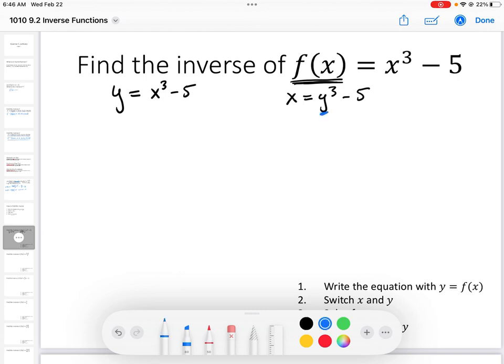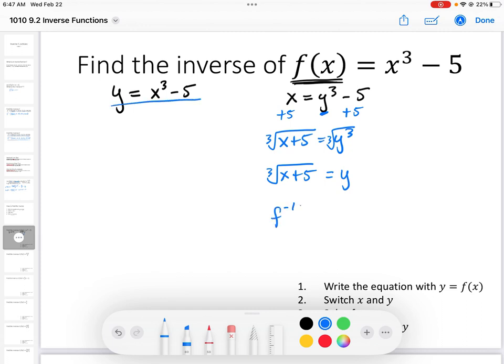So I'm going to solve this new equation for y. If I want to get y by itself, I need to get rid of the minus 5, and I'll do that by adding 5 to both sides. That gives me x plus 5 equals y cubed. And then the way that I get rid of a cube is I cube root both sides. So I'm going to cube root both sides, and that tells me that y equals the cube root of x plus 5. And so this new function is the inverse of my original function. So I would say the inverse of f in this case would be the cube root of x plus 5.